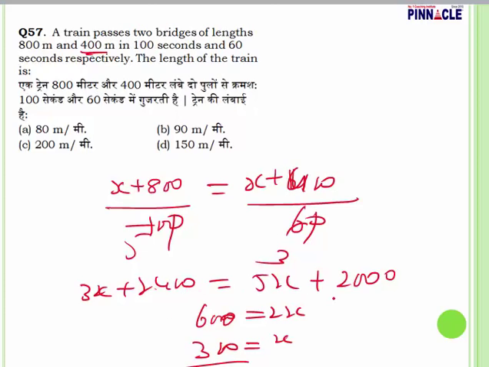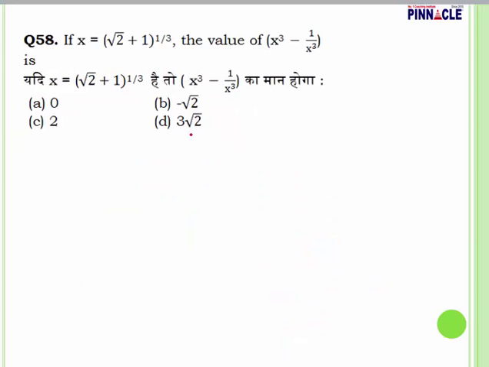This is 400, in fact 2400 and 2400. So X should be equal to 200. Answer is C. Next question, question number 58.